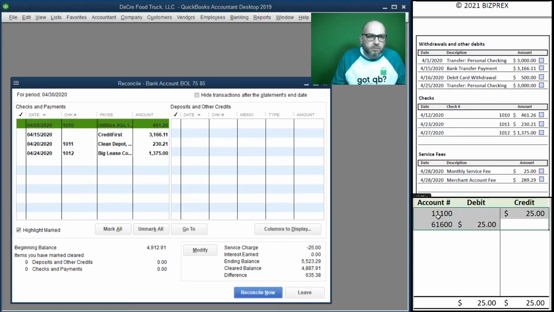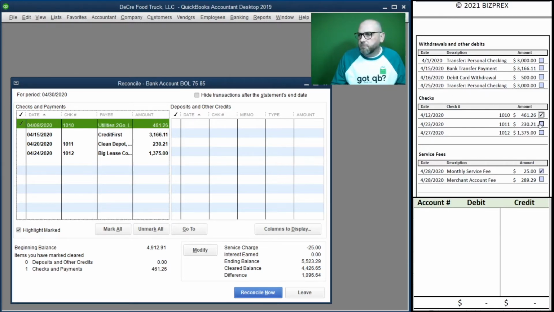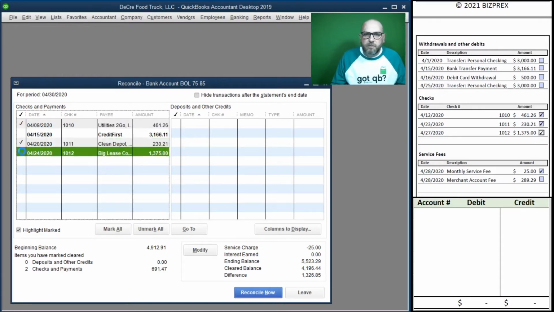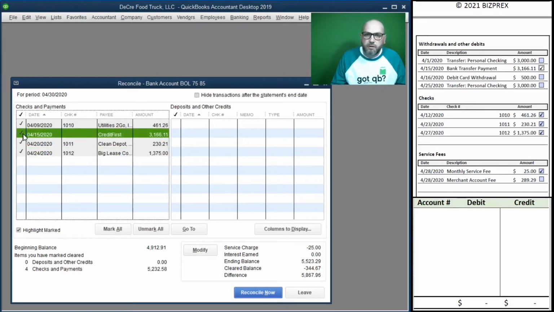All right, so what do we have here? We have our service charge right here, so we can go and mark that one. What else do we have? We have our checks, right? So we can mark those off. All right, so here they are. Okay, what else do we have? We have our payment to the credit card, right? So we have that marked. And that's it. We still have difference, right?